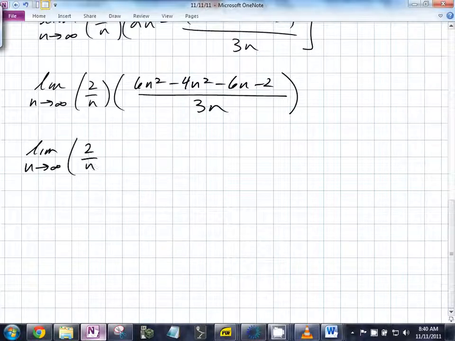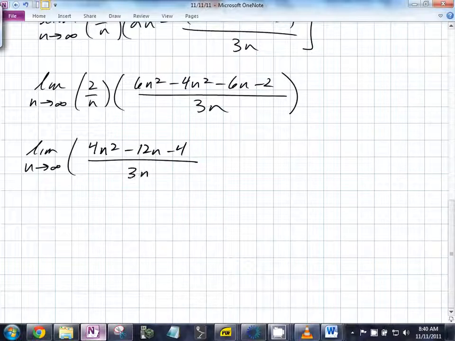Okay, so let's multiply it all out now, right? So what do we get here? 2 times 2 times 2 is 4n squared, right? Because you get 6n squared minus 4n squared times 2, so what? 4n squared minus 12n minus 4 all over what? 3n squared, and what's that limit going to go to? 4/3. All done.